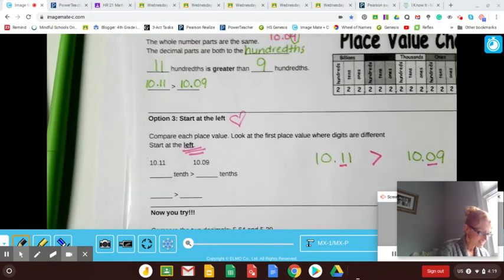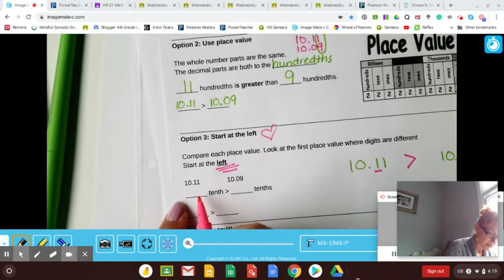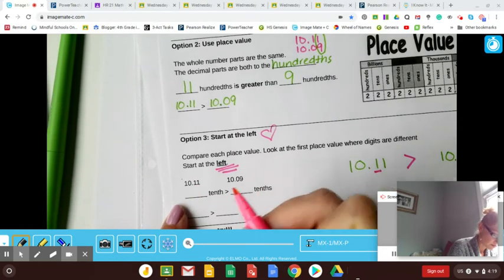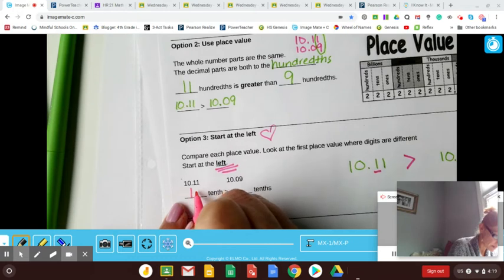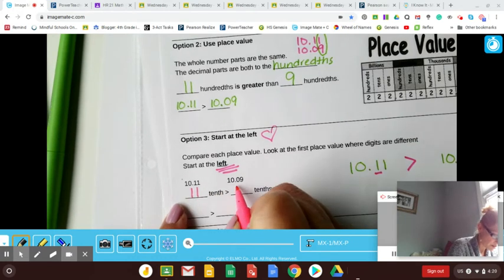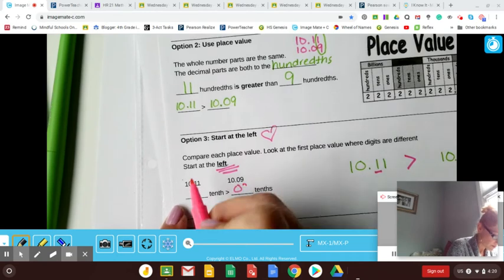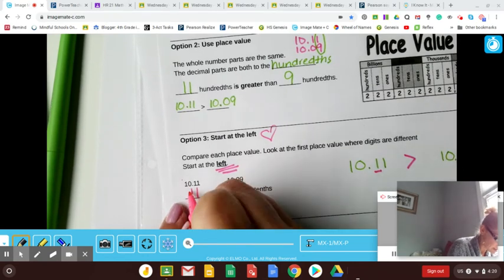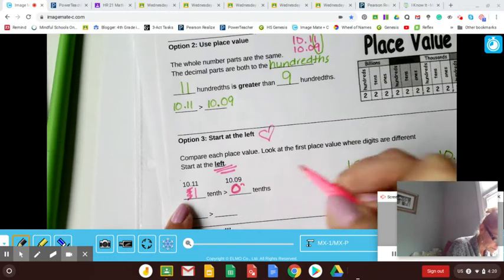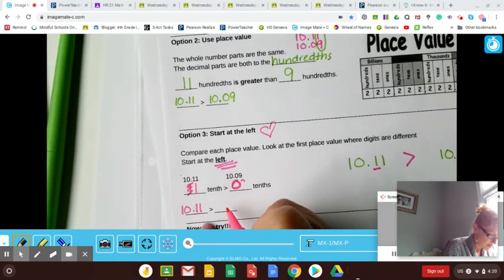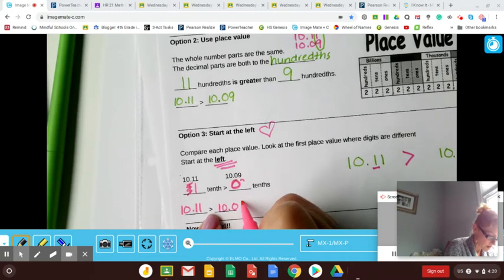All right, so let's take a look at here. What did they want me to fill in? Blank tenth is greater. 11 tenths is greater than 9 tenths. Oh no, I know what they wanted. The 1 tenth is greater than 0 tenths. And then here they wanted me to write 10.11 is greater than 10.9.